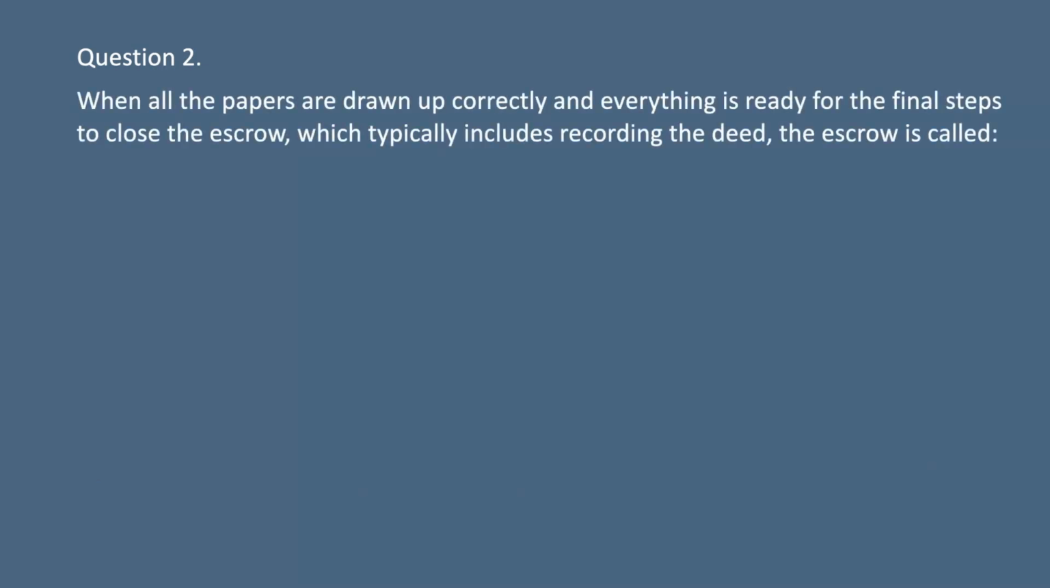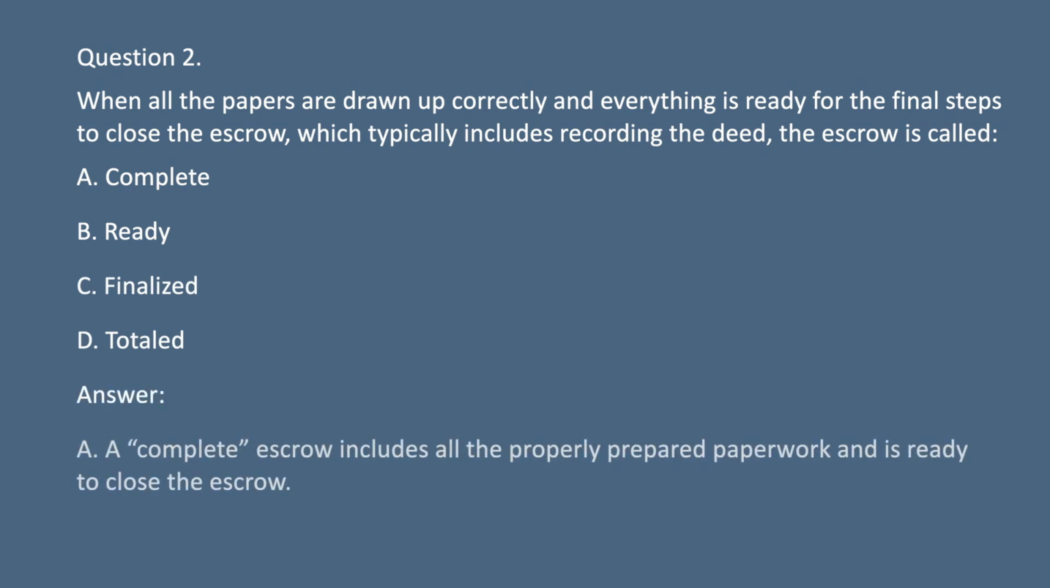Question 2. When all the papers are drawn up correctly and everything is ready for the final steps to close the escrow, which typically includes recording the deed, the escrow is called A. Complete. B. Ready. C. Finalized. D. Totaled. Answer: A. A complete escrow includes all the properly prepared paperwork and is ready to close the escrow.